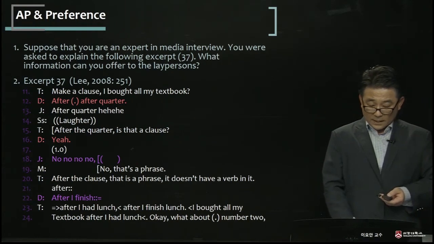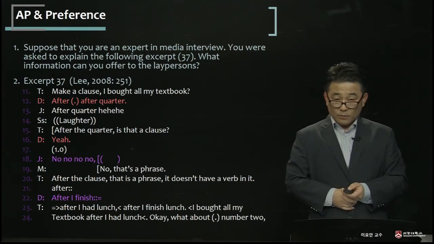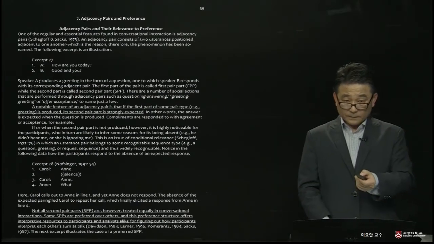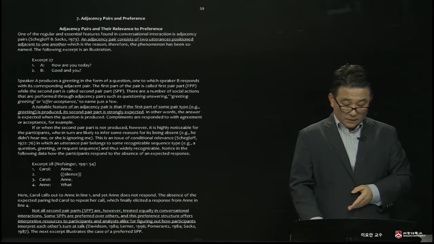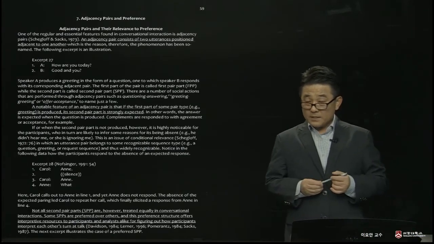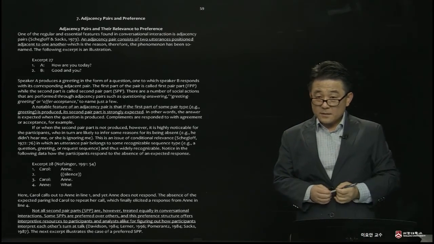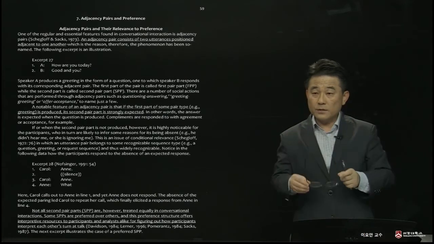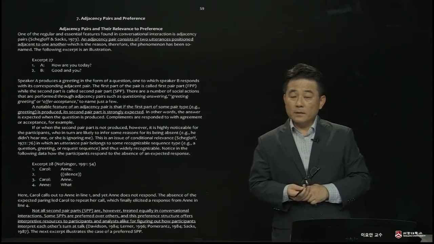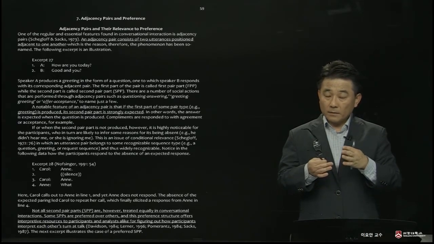As I noted before, I'd like us to go through some passages to help you with the content. This is page 59. And the title is Adjacency Pairs and Preference. Let me select a few passages to go through with you, and then in the second line, adjacency pair consists of two utterances positioned adjacent to each other, which is the reason, therefore, the phenomenon has been so named. So adjacency pair is a pair that is located close to each other.